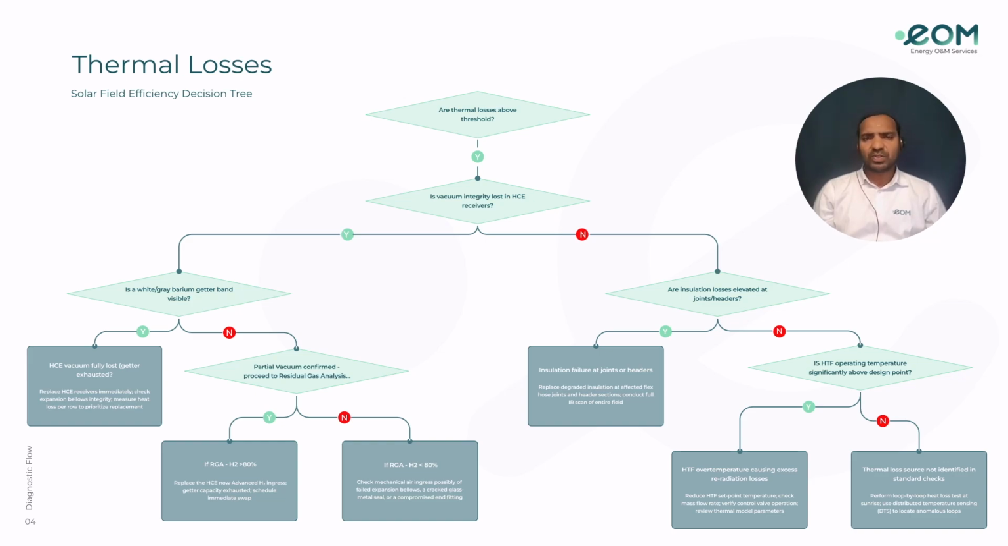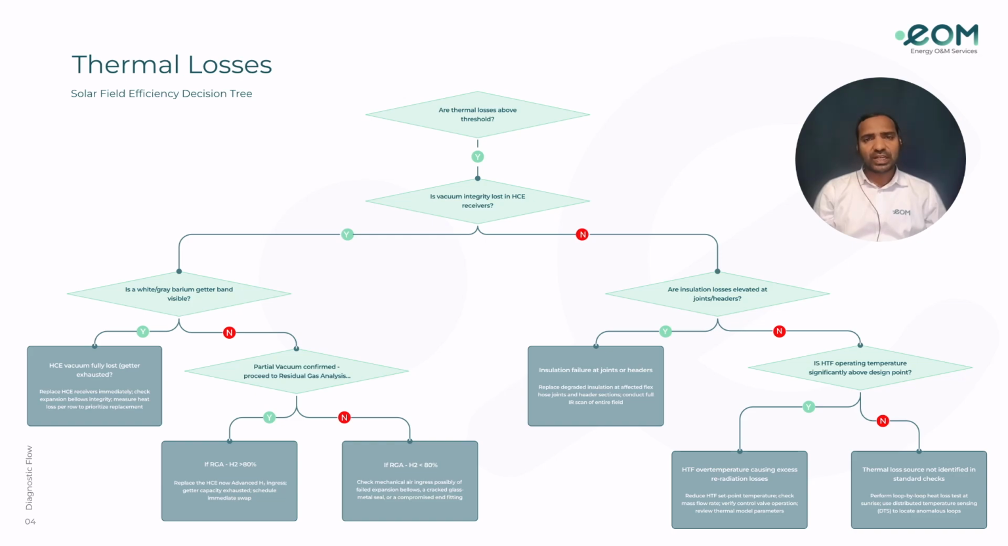Another common source of thermal inefficiency is operating the HTF above the intended design temperature. Higher temperatures can increase thermal re-radiation losses and may also accelerate HTF degradation. So corrective actions typically involve reviewing flow conditions, controllable performance, and thermal model assumptions.